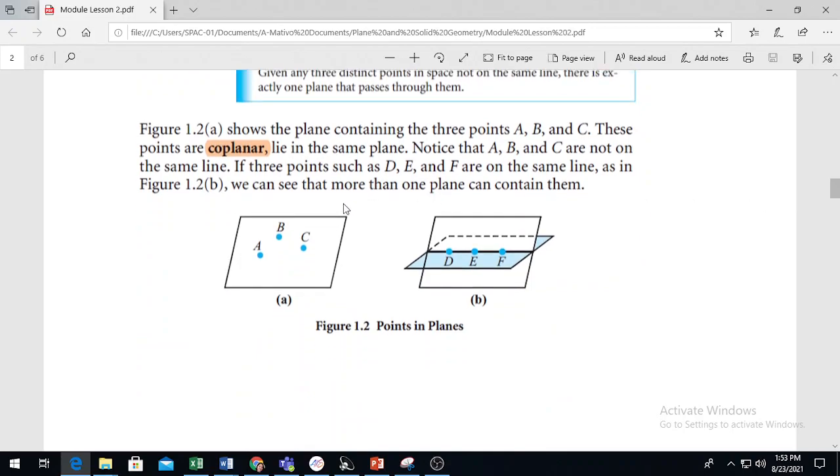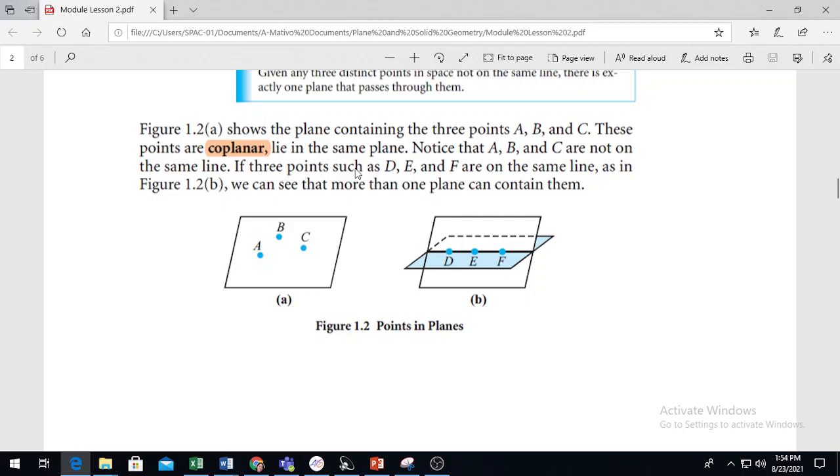Example here in figure 1.2, we call these points coplanar because they lie in the same plane. So if the points are in the same plane, we call them coplanar. Okay, notice that A, B, and C are not on the same line here in figure 1.2a. So it shows the plane containing the 3 points A, B, and C. These points are coplanar, but they are not collinear.